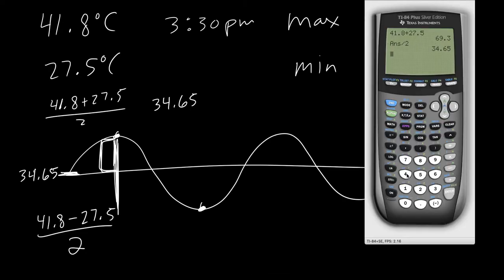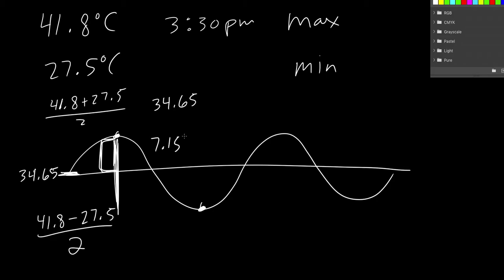All right, so we're going to go 41.8 minus 27.5, and then we'll divide that by 2, and that tells us the amplitude is 7.15. Okay, so that's our amplitude. This is our mean. And then we also need to figure out the period, or the value that's going to go in our equation. So let me write out this equation again.